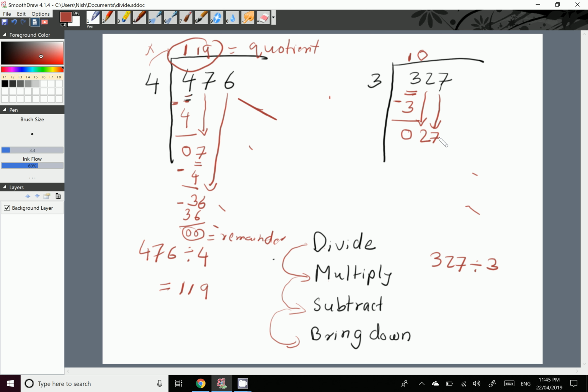So now 7 comes down. The number you're trying to divide now is 27. Does 27 come in the 3 timetable? Yes, it does. If you're good with your tables, 3 times 9 is 27. You do 27 minus 27, 0. Again, your remainder is 0 here. That means this number can be divided equally and shared. So if you divide 327, you can have 109 groups of 3 or 3 groups of 109. So if you divide 327 by 3, your answer is 109.